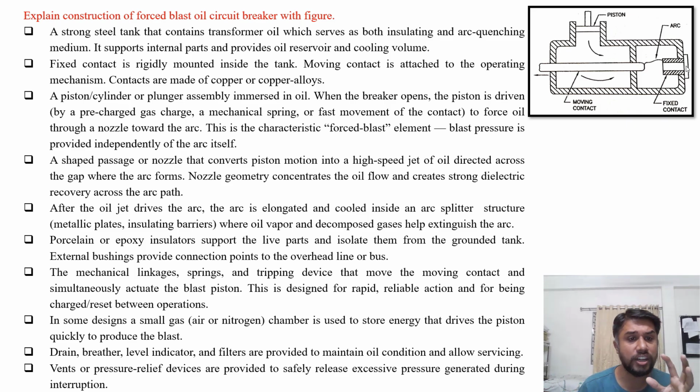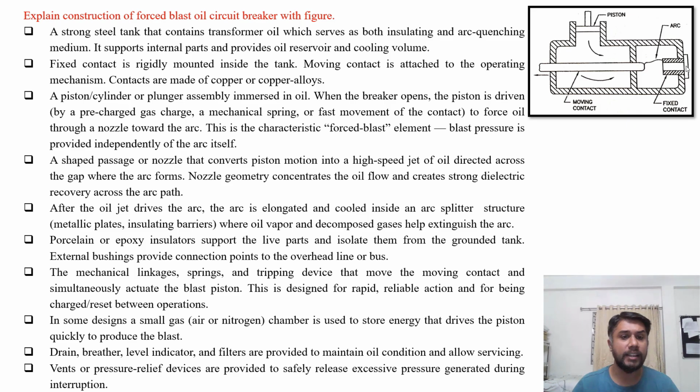Now, after the oil jet drives, the arc is elongated and put inside the arc splitter structure, that is metallic plates or insulating barriers constructed to split the arc or elongate the arc, where oil vapor and decomposed gases help extinguish the arc. Porcelain or epoxy insulator supports the live parts and isolates them from the grounded element. External bushings are also provided for the connection purposes for the transmission line or the bus bars.